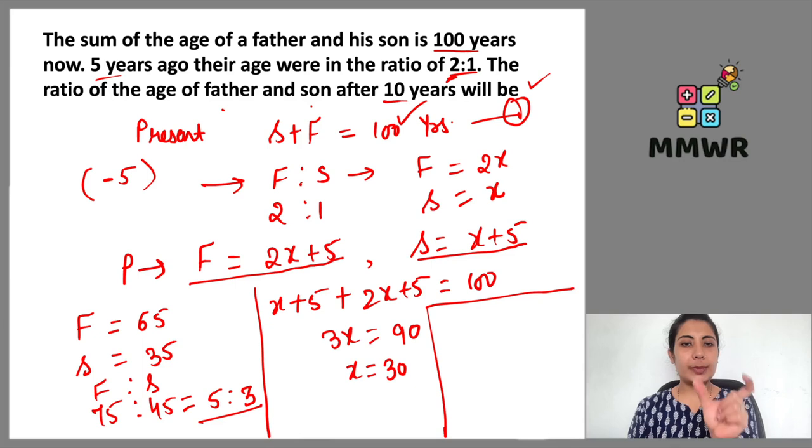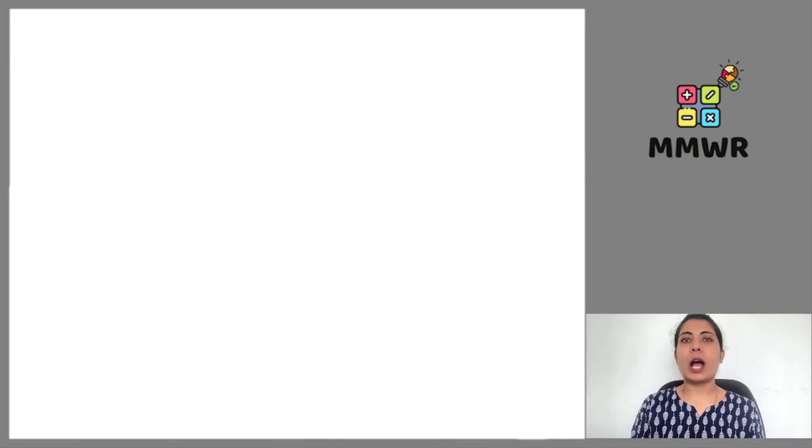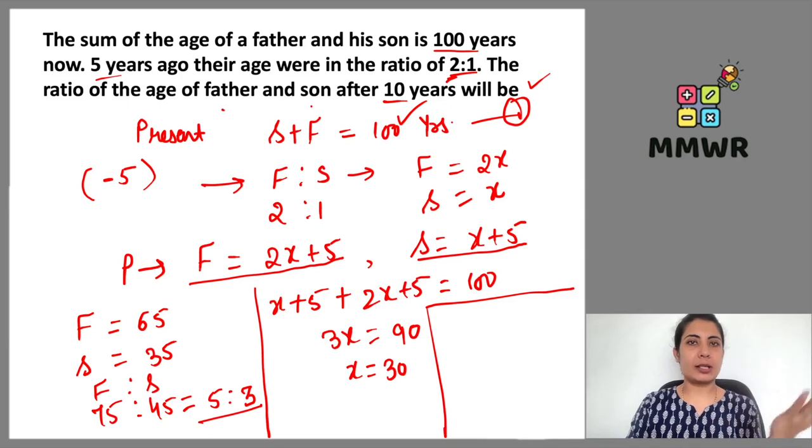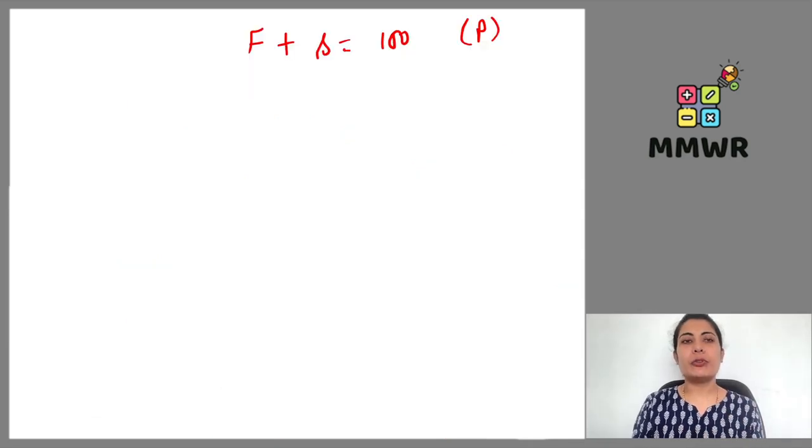So you can see with the basic method, it is too time consuming. With the shortcut method also, we can do this question. I'll show you how it will be done. First of all, it is given father plus son age is 100, which is at present. And just for the understanding, because the question is not visible here, 5 years ago, the ratio of father with son was 2:1.